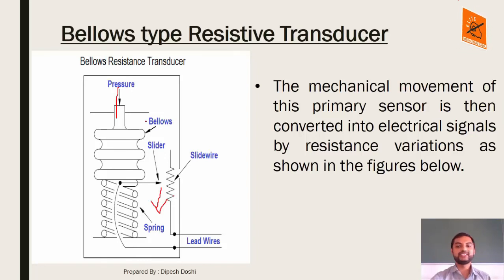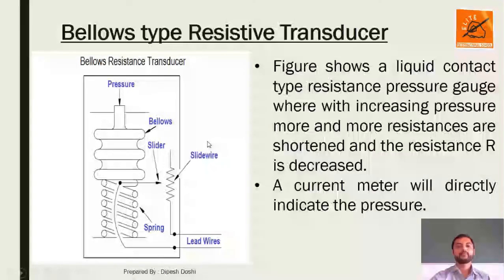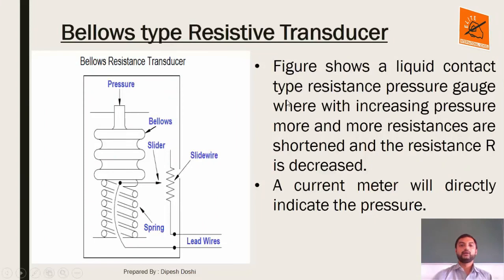So here the mechanical movement of the primary sensor, this is the primary sensor, or you can use the Bourdon tube as the primary sensor, is converted into an electrical signal. So this is the working of the bellows type resistive transducer.